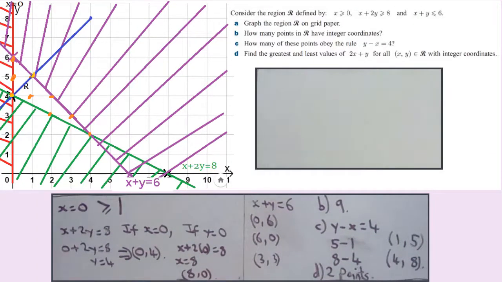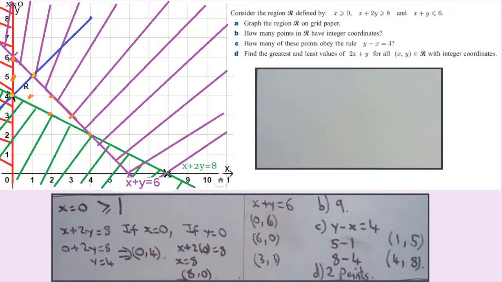Okay, for part D, find the greatest and least values of 2x plus y for all (x, y) in the region that have integer coordinates. Now again, this is kind of linear programming without calling it linear programming. There would be some kind of cost function, some kind of maximizing or minimizing of some industrial process. You don't need to know that, but what you do need to know is that we don't need to test all of these points to find the greatest and least values of this thing.